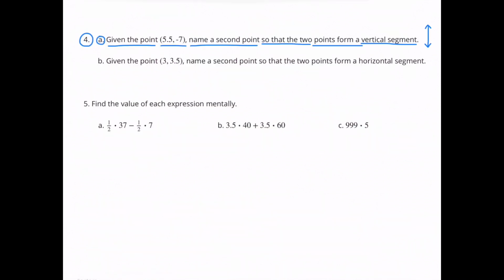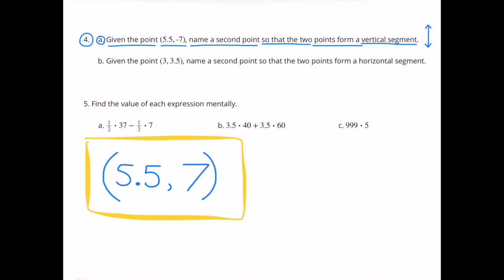Number 4A. Given the points 5 and 5/10 and -7, name a second point so that the 2 points form a vertical segment. I drew a little vertical segment on the right-hand side of that sentence. The second set of points that would help form a vertical segment would be 5 and 5/10 and +7. Any set of coordinates would work as long as the first number in the set of coordinates was 5 and 5/10.